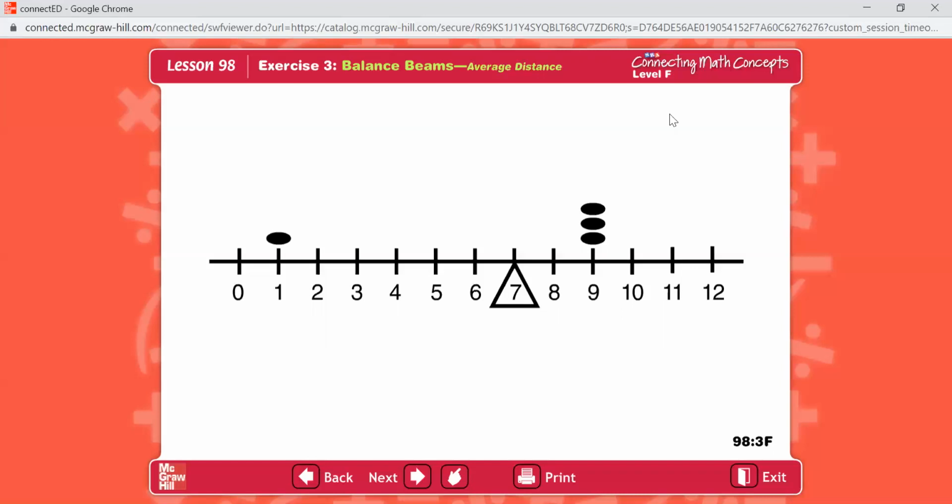So we have there's a weight on 1 right here. Let's count to see how many away it is from 7. 1, 2, 3, 4, 5, 6. So this is 6. The distance away from 7 is 6 right here.